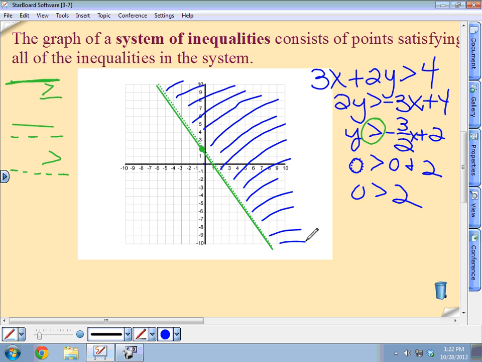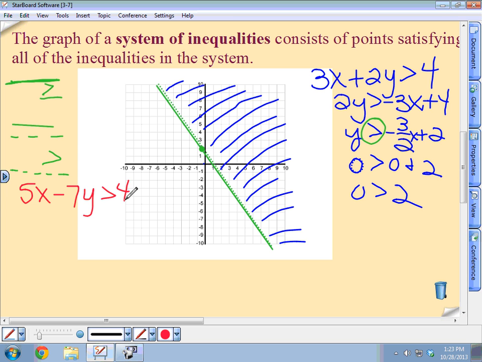All right, and I want to do this as a system. So Megan, I want another equation. Give me a second equation. I'm sorry, not an equation, I apologize, an inequality. Give me another inequality. 5x minus 7y is greater than 4.